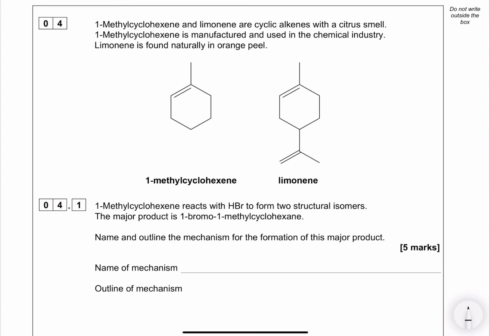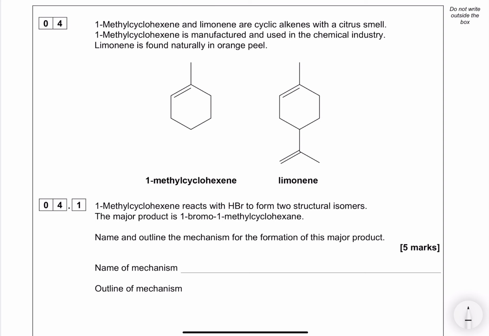1-methyl cyclohexene and limonene are cyclic alkenes with a citrus smell. 1-methyl cyclohexene is manufactured and used in the chemical industry. Limonene is found naturally in orange peel. 1-methyl cyclohexene reacts with HBr to form two structural isomers.